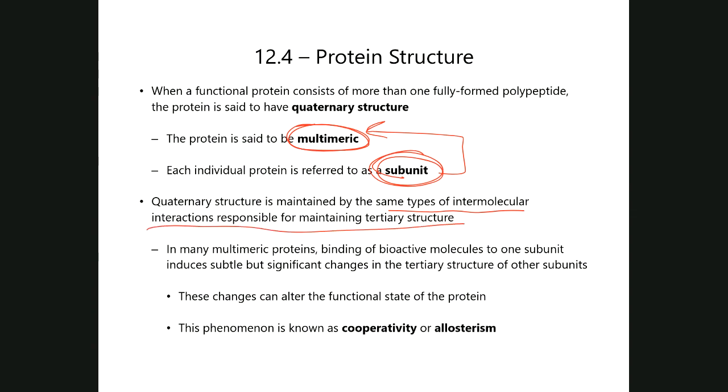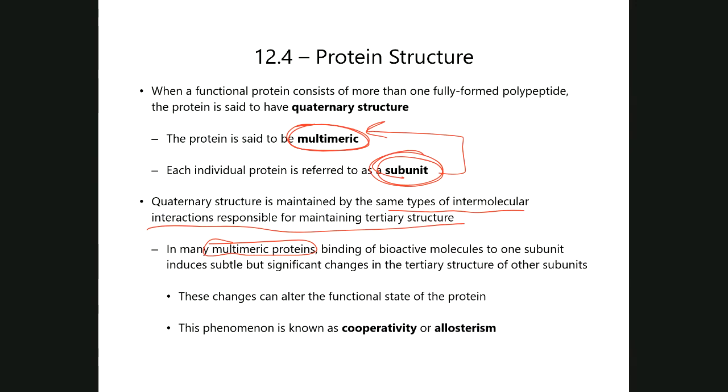There are many examples of these multimeric proteins where, when something interacts with one of the subunits, that causes a change in the interactions between all of the subunits, and that change is transmitted throughout the structure. That changes, subtly but sometimes significantly, how the structure interacts with yet another entity. We're going to see this in a moment. It's going to make more sense.